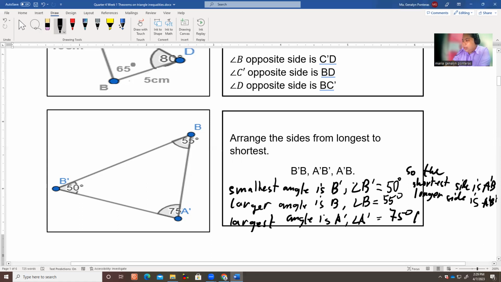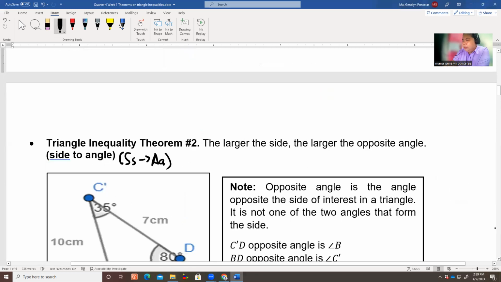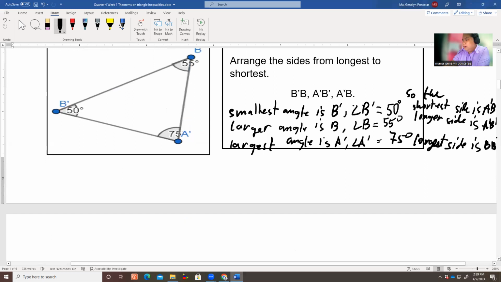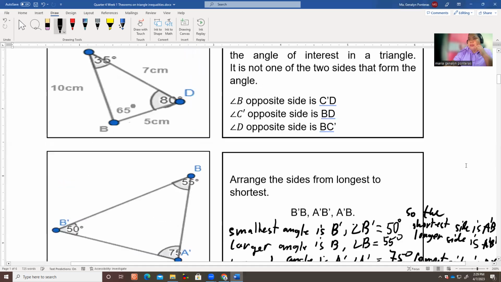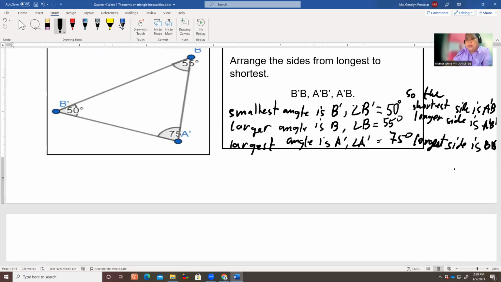The longest side is B prime. That's B prime. Oops. And okay, so markahan natin. So this would be the shortest. This is the longer. And this one is the longest.